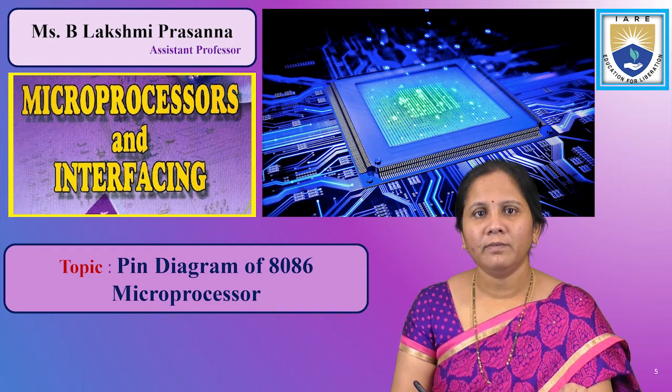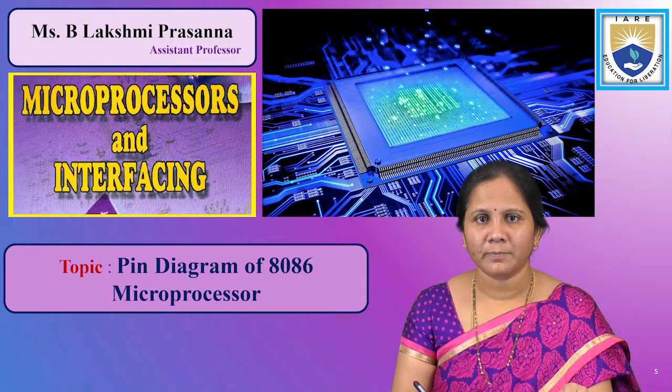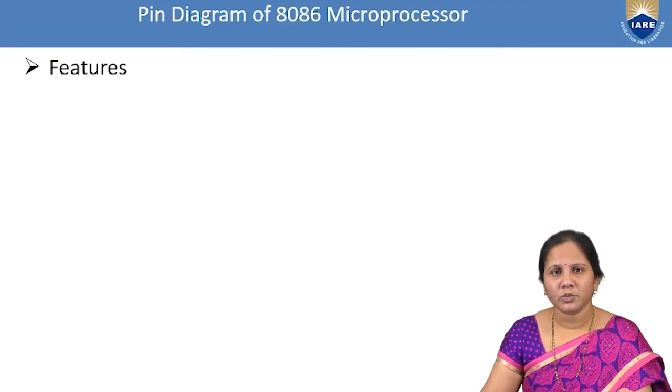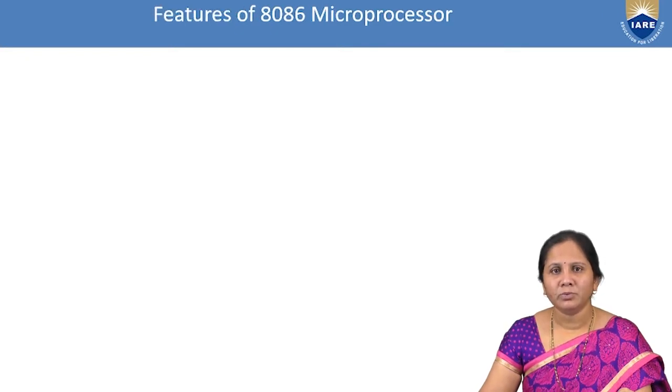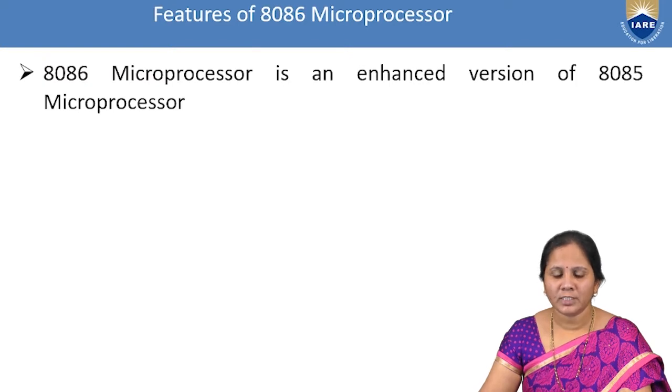In this session, we will discuss the pin configuration of the 8086 microprocessor. Before going to the pin configuration, we will see the features and then discuss the pin configuration. Now, coming to the features, the 8086 microprocessor is the enhanced version of the 8085 microprocessor. So all the features compared to 8085 will be advanced in the 8086 microprocessor.